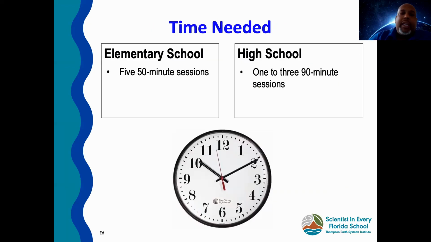Now, time needed. We have limited time, so we did get an idea as to how this would work with some of the classes and some of the programs. For elementary school, you have 5 50-minute sessions, which should allow this whole lesson plan to work properly. And then for high school, you have obviously bigger periods, so 1 to 3 90-minute sessions, depending on how advanced the kids are. Next presenter and next slide.